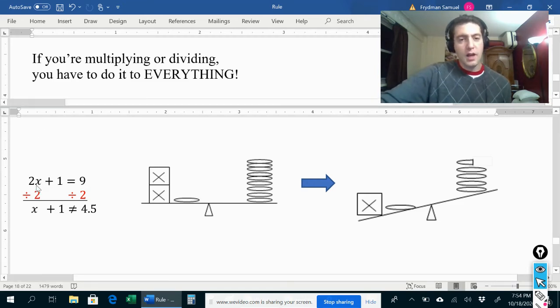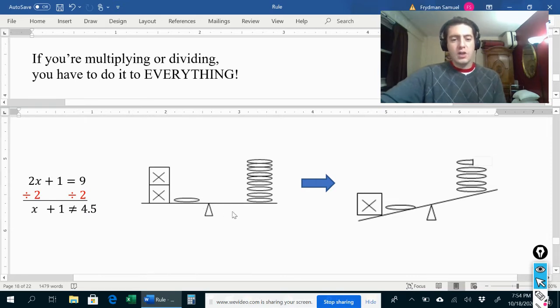Now, this is how a lot of students do that, and they make mistakes when they do that naively, like I'm going to do over here. So they'll divide this side by 2 and divide this side by 2. So 2x divided by 2 would just be x, and 9 divided by 2 would be 4.5. And it's a common mistake to keep that 1 here just the way it is.